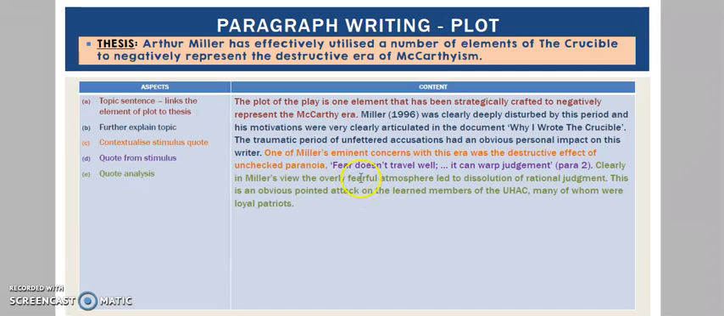So what are we talking about with the fear? We're talking about the fearful atmosphere and what it led to. Okay, and then what that means. So not just what's in the quote, but what it means or what's the point of using that quote.